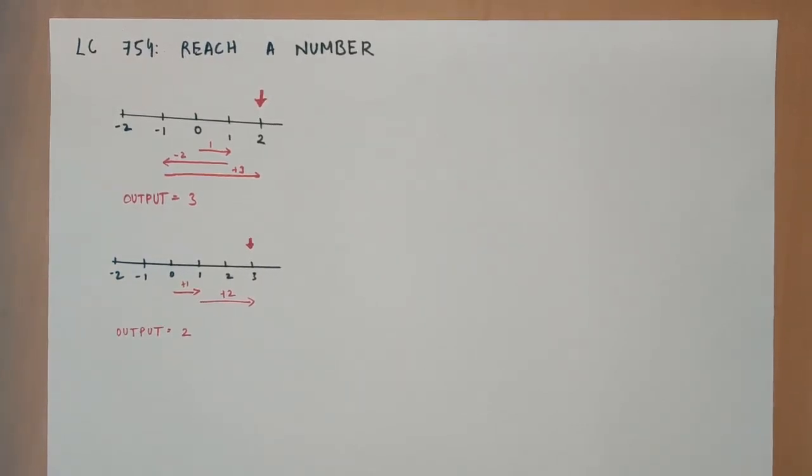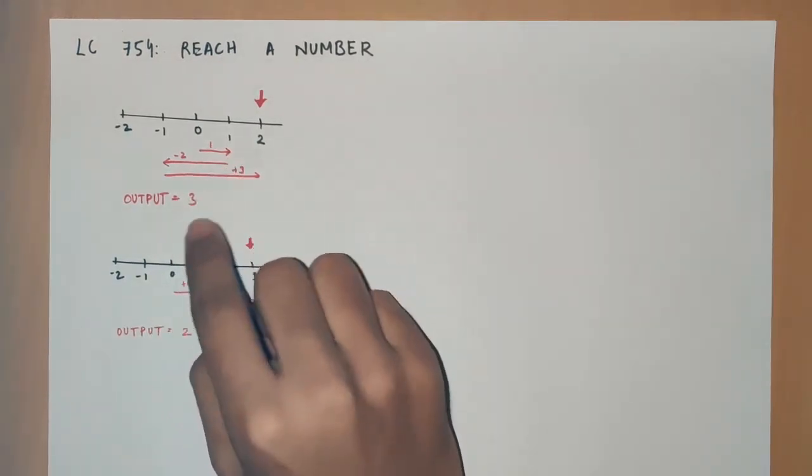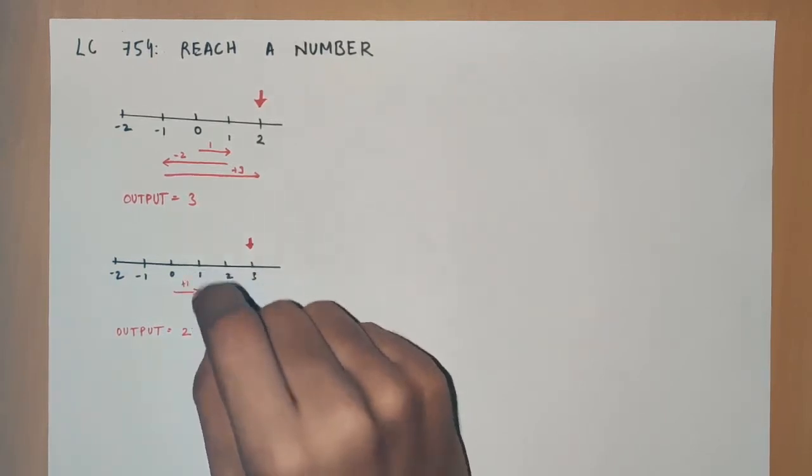Hello guys, this is Leetcode problem 754, Reach a Number. In this question we are standing at position 0 on an infinite number line, and there is a goal, that is the target. We can move either in the left or right direction, and during the nth move we can take exactly n steps.